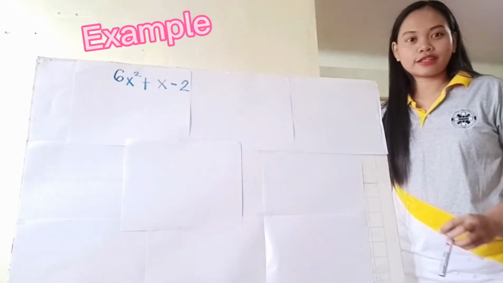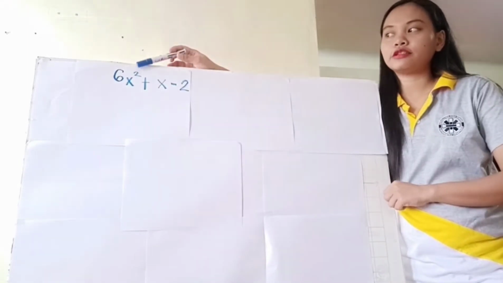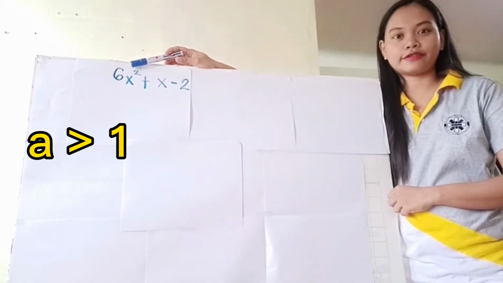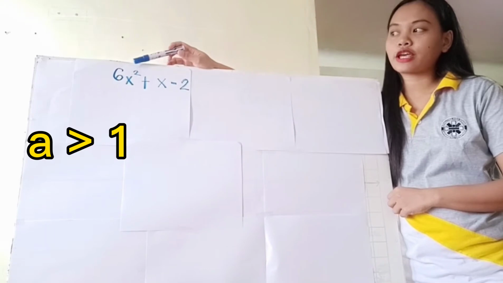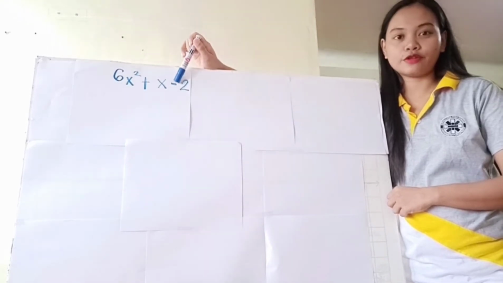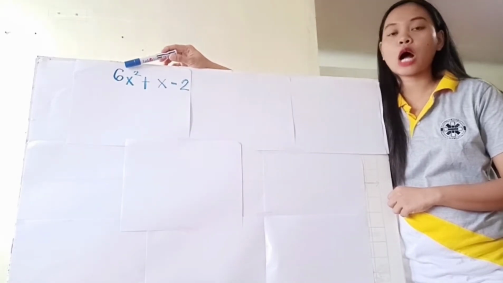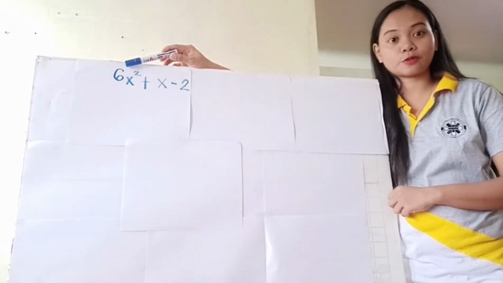So, yung susunod nating example na kung saan yung ating trinomial, ang a niya ay greater than 1. So, 6x squared plus x minus 2. Ang a niya ay 6, which is greater than 1. So, how can we factor these kind of expressions?